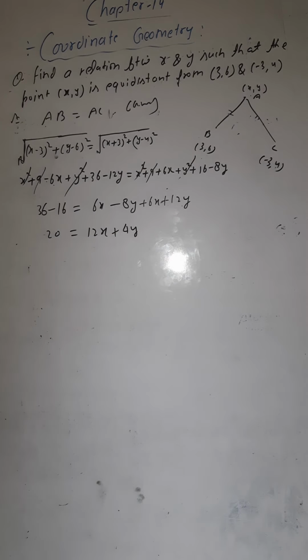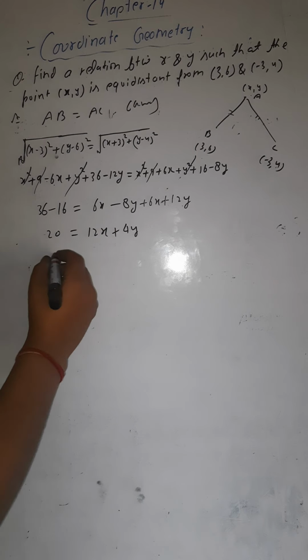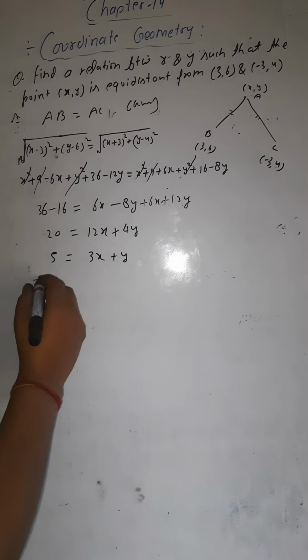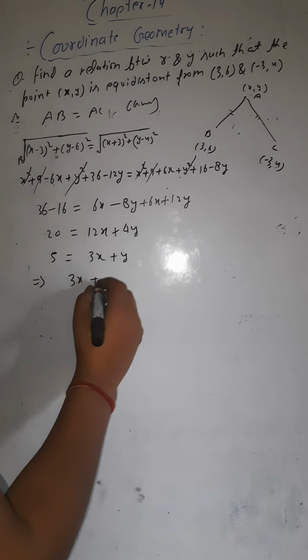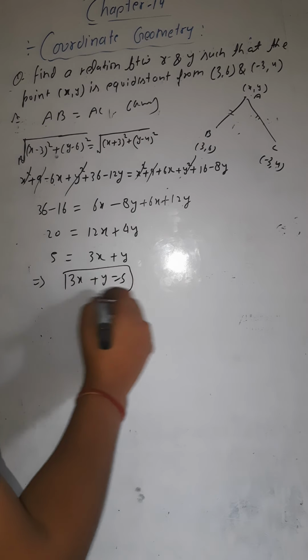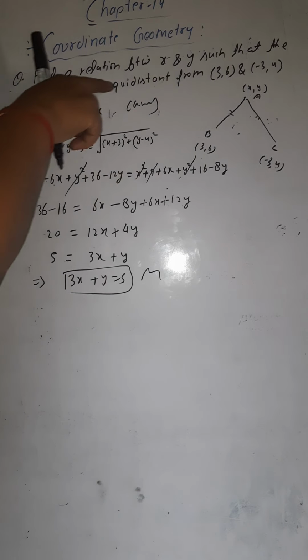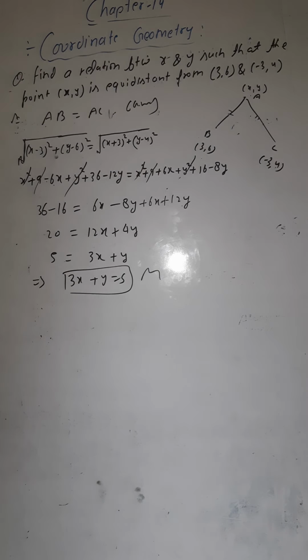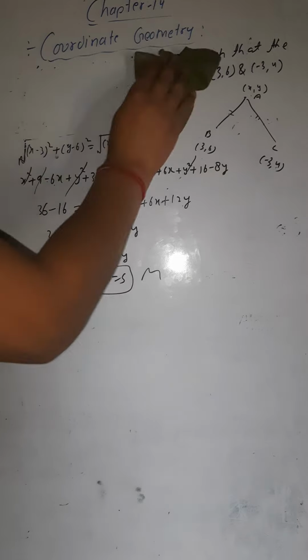Divide this complete equation by 4. 4, 4, 4. So here will be 5, 4 fives are 20, 4 threes are 12 and 4 ones are 4. So the relation will be 3x plus y is equal to 5. So this is your answer. You have to find a relation between x and y, so this is the relation between x and y. Only this much is the answer. Okay. Now let's do the next question.